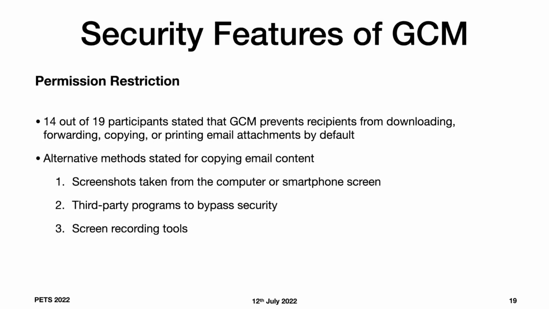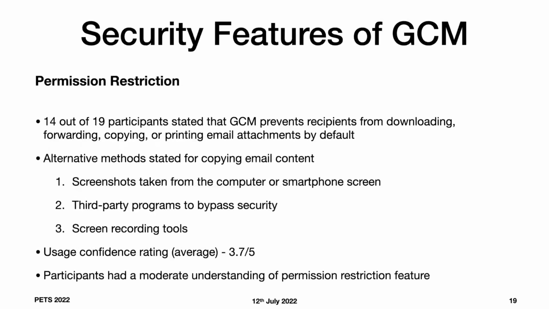These include screenshots taken from the computer or smartphone screen, third-party programs to bypass security, and other screen recording tools. Our participants' average confidence rating in using this feature was 3.7 out of 5. So our participants had a moderate understanding of the permission restriction feature. A few of them did not know how the permission restriction feature works, but a majority used it since it is provided by default.